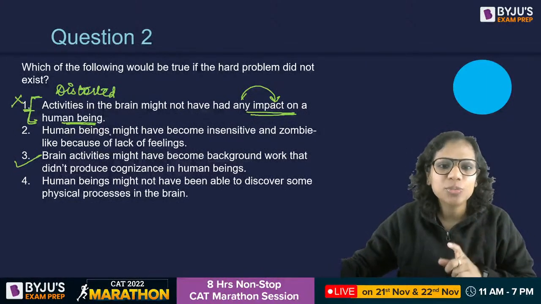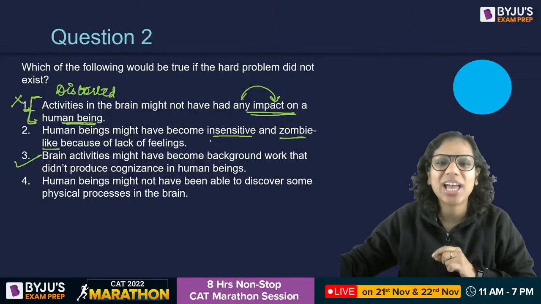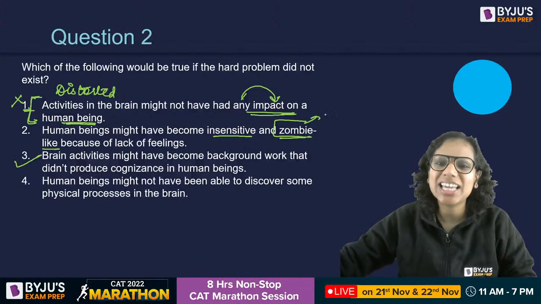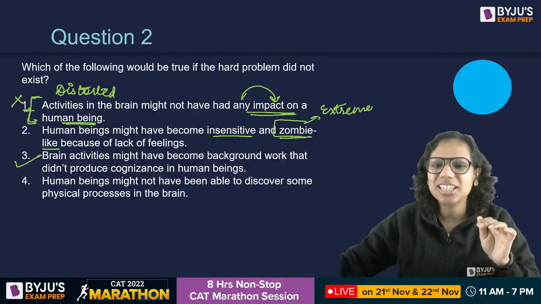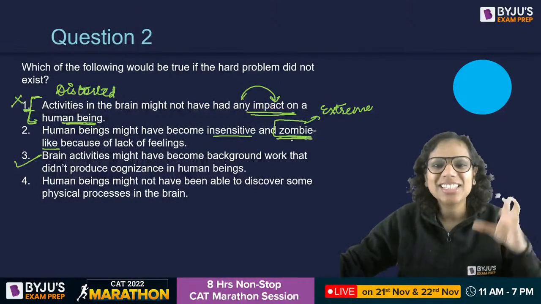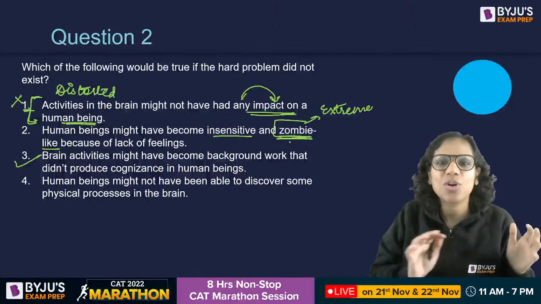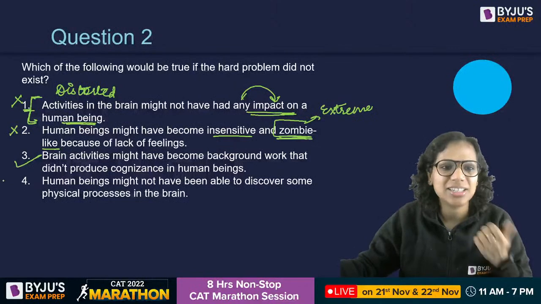Eliminated. Human beings might have become insensitive and zombie-like because of lack of feelings. This one is extreme. I think everyone should have easily eliminated this because of this phrase zombie-like. The moment you read it, you realize, okay, the author has not gone so far as to say this, that without feelings we are nothing but zombies. That's not an idea that has been really discussed in the RC.